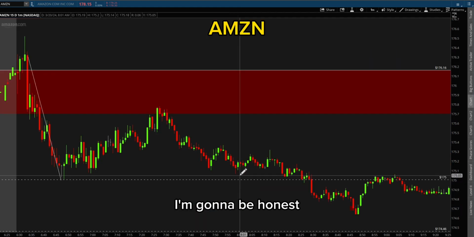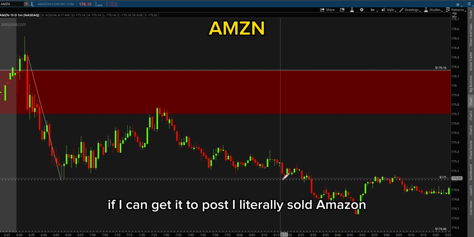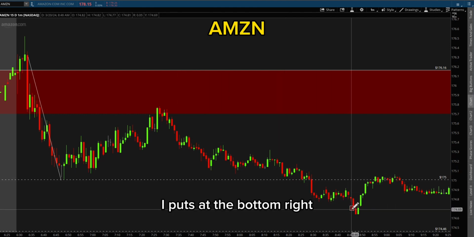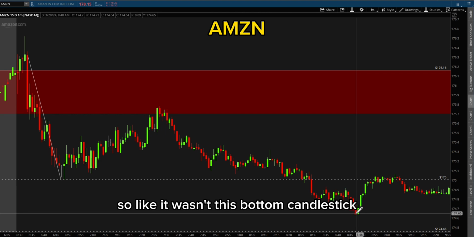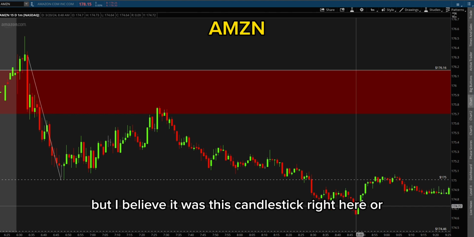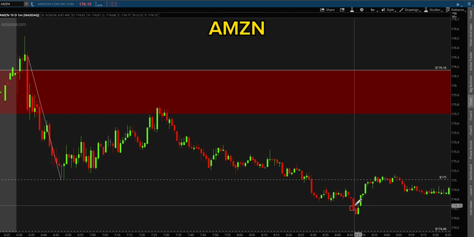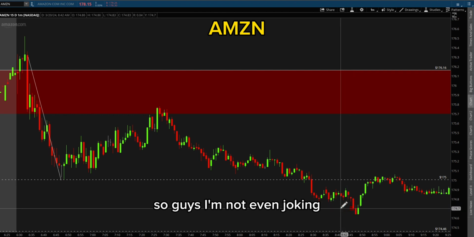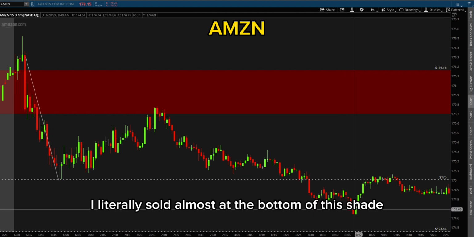And I'm gonna be honest, I'll show the timestamp of where I sold at if I can get it to post. I literally sold Amazon my puts at the bottom, right? So it wasn't this bottom candlestick, but I believe it was this candlestick right here, or perhaps this one right here, right? So guys, I'm not even joking. I literally sold almost at the bottom of this trade, right?